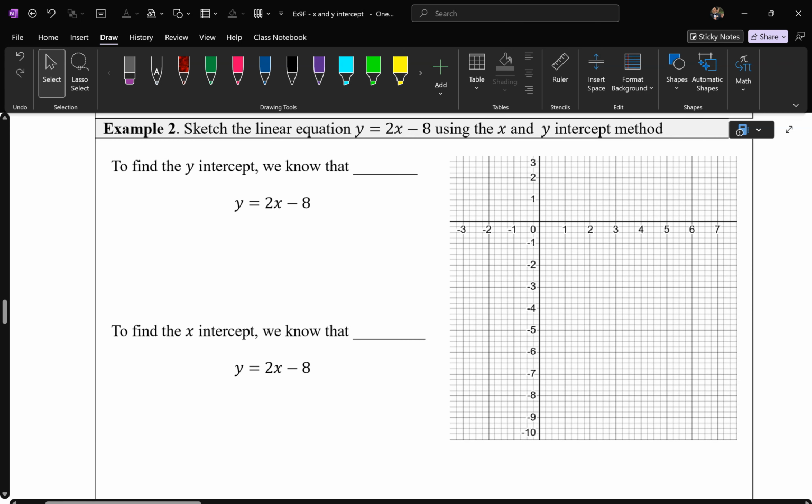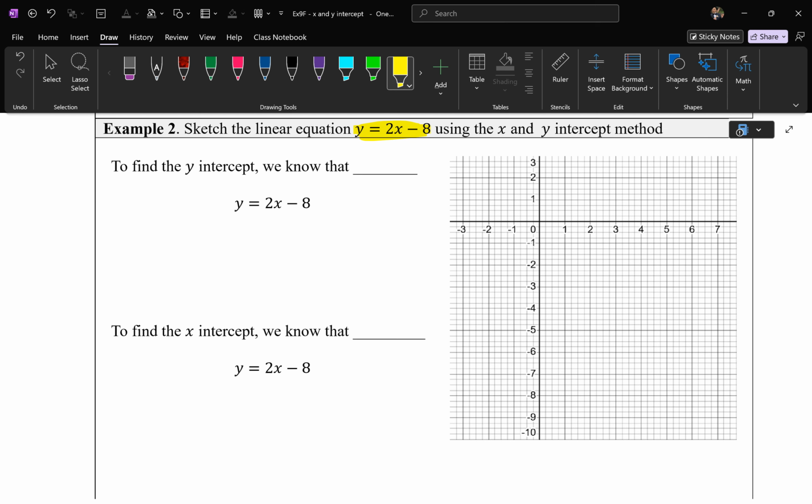And this is the last example. Say I want you to sketch y equals 2x minus 8. Okay, so if I want you to sketch this graph, you're going to find 2 points. What were the 2 key points? Y-intercept and x-intercept. Now let's start off with the notes.